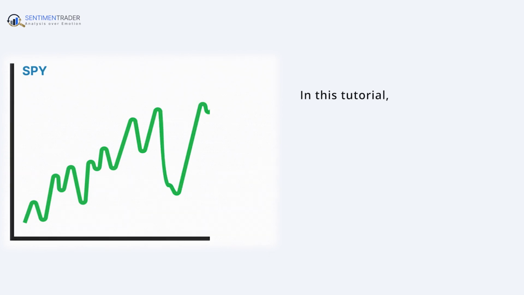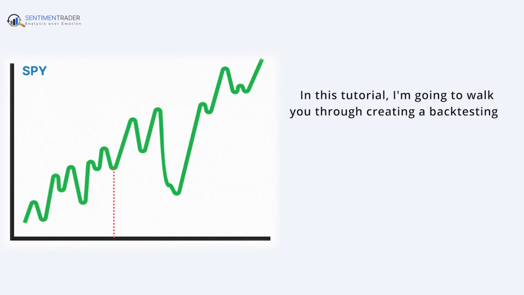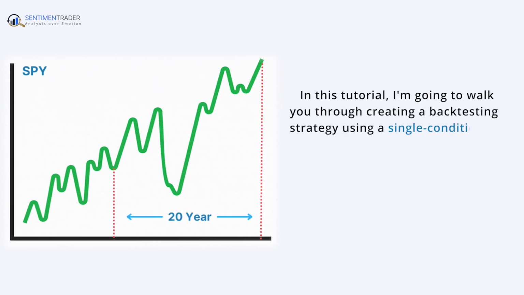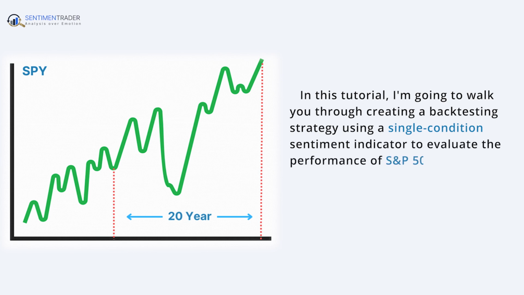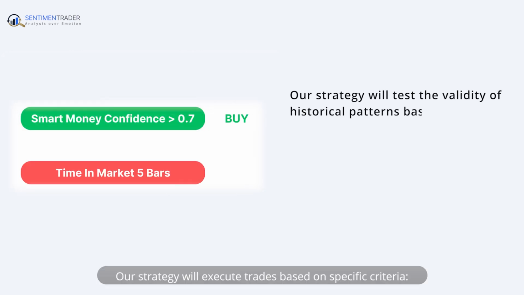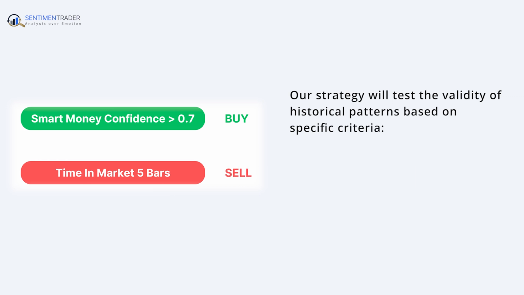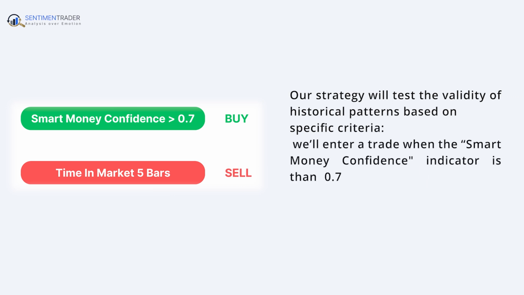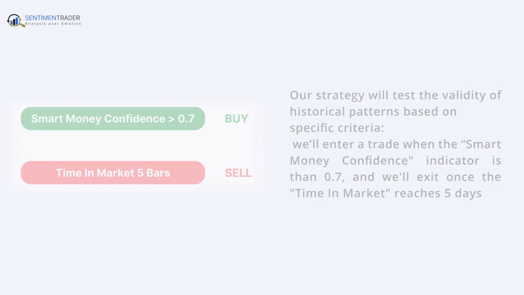In this tutorial, I'm going to walk you through creating a backtesting strategy using a single condition sentiment indicator to evaluate the performance of S&P 500 ETF over the last 20 years. Our strategy will test the validity of historical patterns based on specific criteria. We'll enter a trade when the smart money confidence indicator is greater than 0.7, and we'll exit once the time in market reaches 5 days.